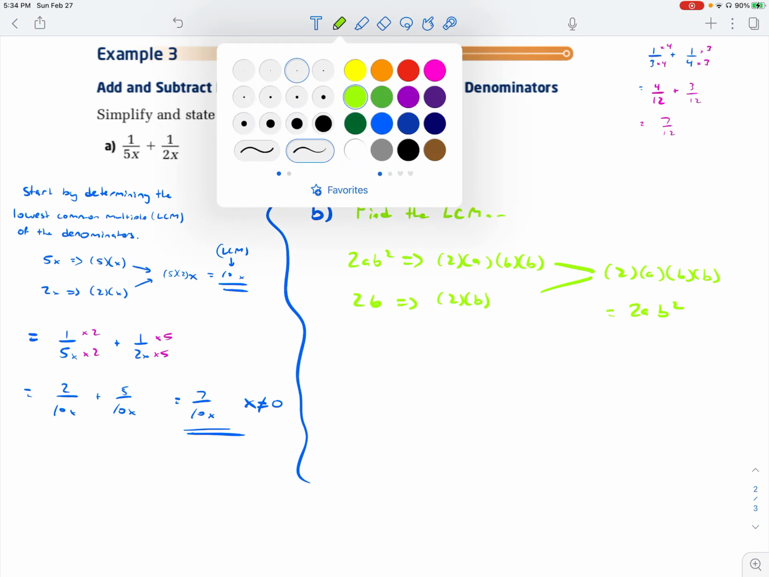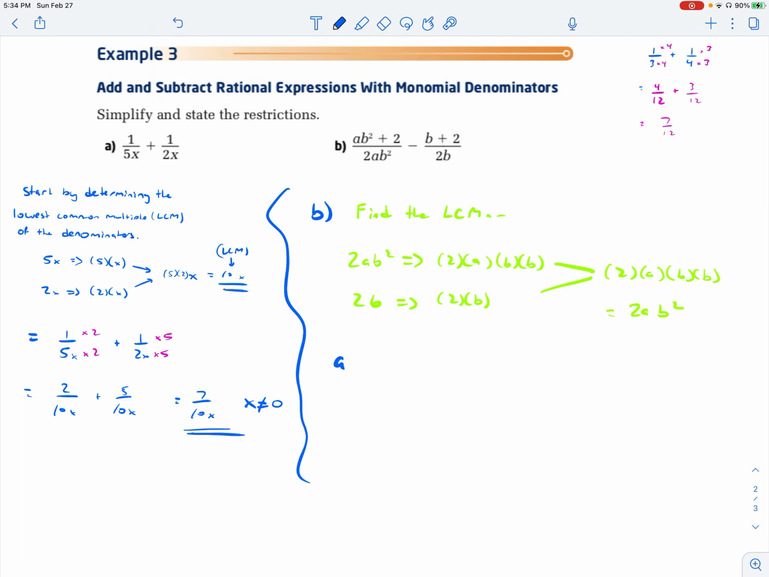All right, so we'll write out ab squared plus 2 over 2ab squared. And remember, this already is the lowest common multiple. I don't need to do anything with this term here. Okay, I'm just going to write my equal sign here. We can't forget to do that. Then we have minus. The next one, b plus 2 over 2b.